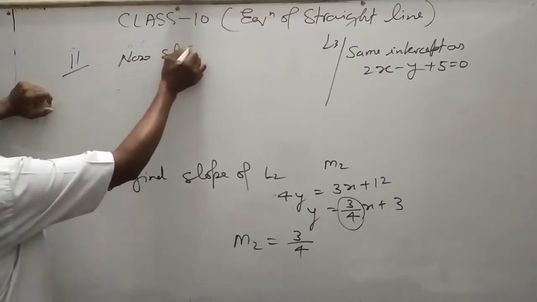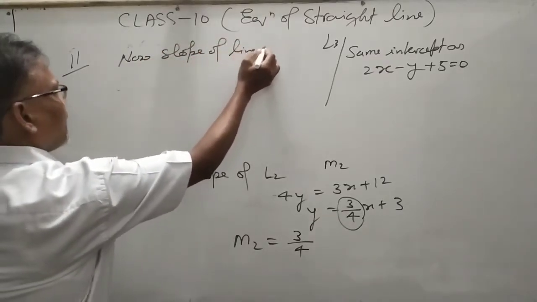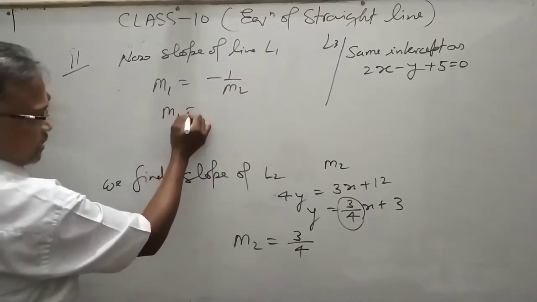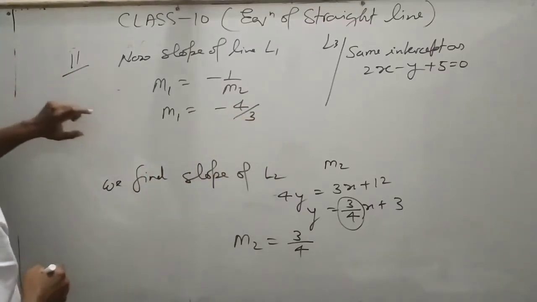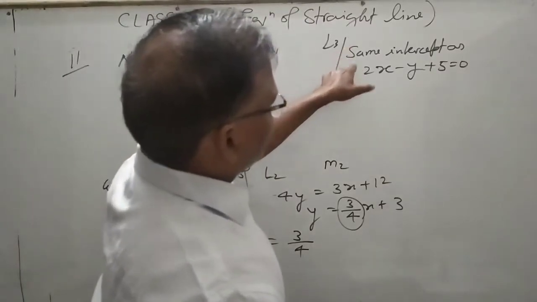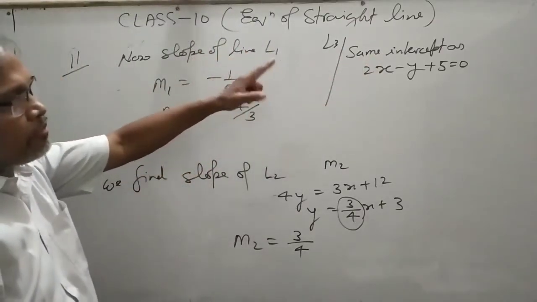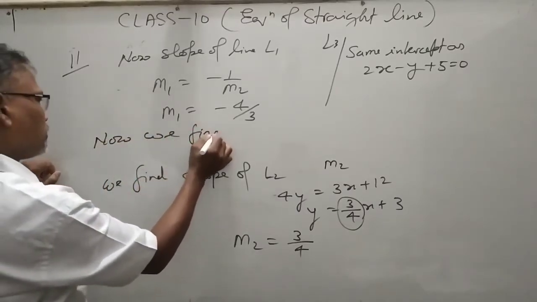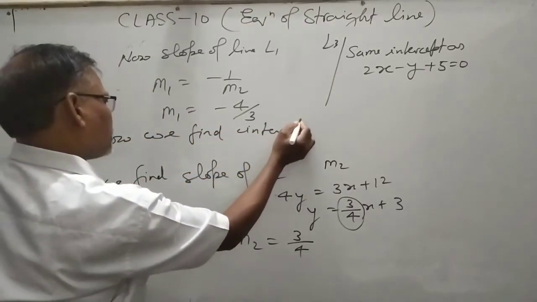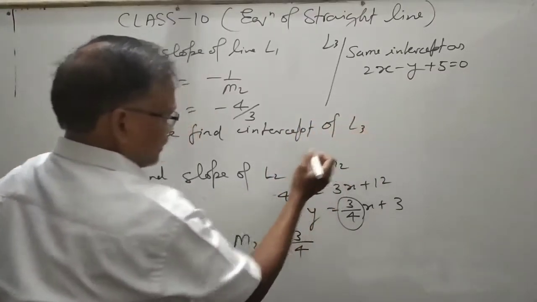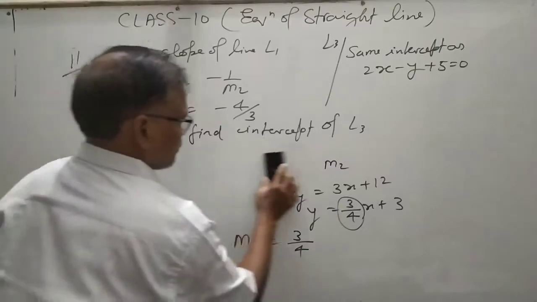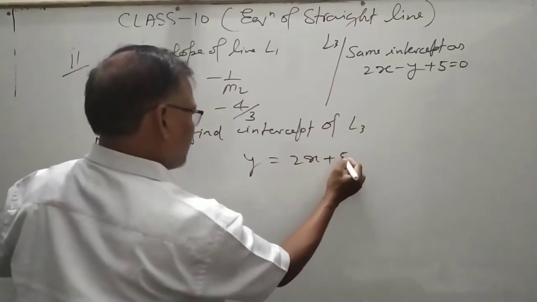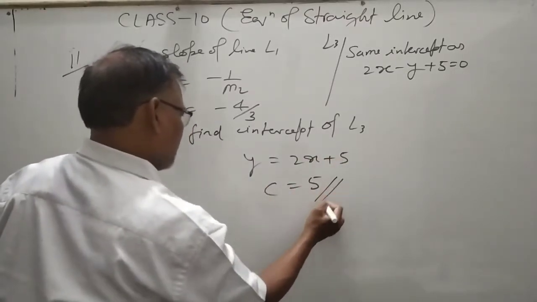So what is the slope of the line L1? Now the slope of line L1, that is m1, is minus 1 upon m2, so m1 is equal to minus 4 by 3. This is the slope. And now you have to find the intercept, because the intercept of this line is the same for line L1 as well. Now we find the intercept of L3. So it will be y is equal to 2x plus 5. So the c will be 5.